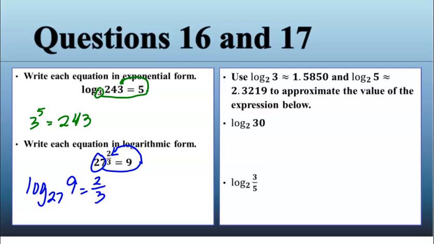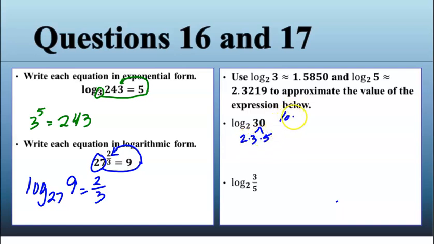Question 17, we're going to use log base 2 of 3 equaling about 1.5850 and log base 2 of 5 equaling about 2.3219 to approximate the value of the expressions below. So I need to break down 30 using 3 and 5. Well, I know that this could be broken down as 2 times 3 times 5.